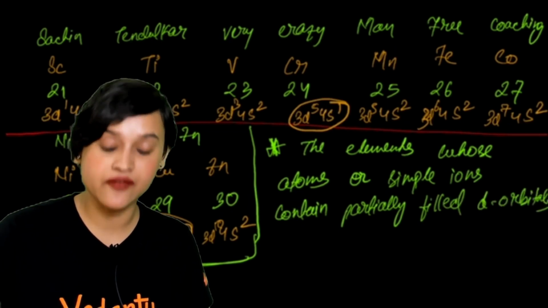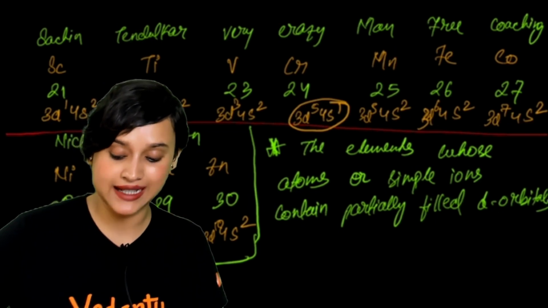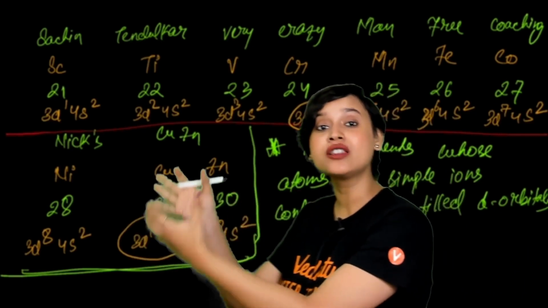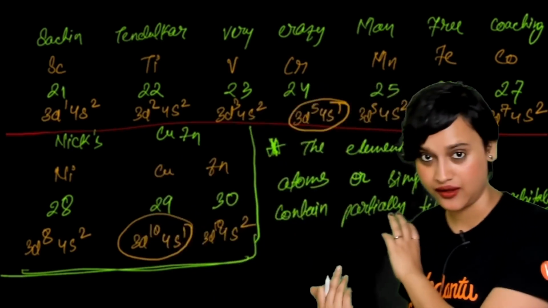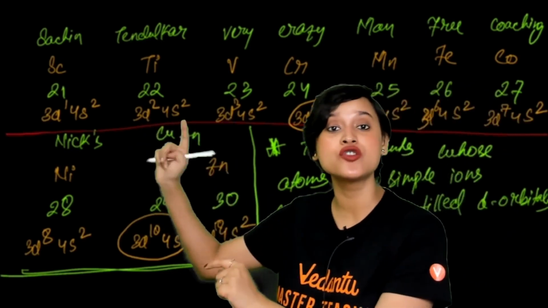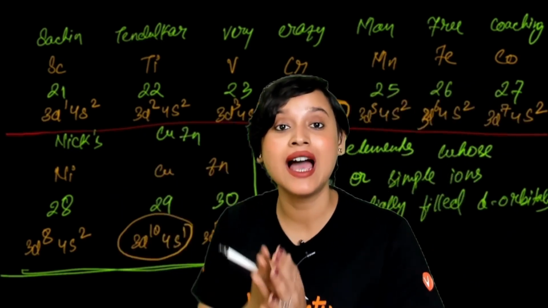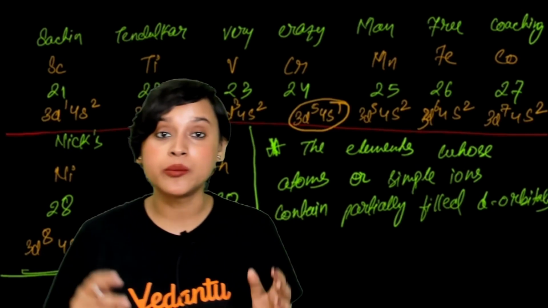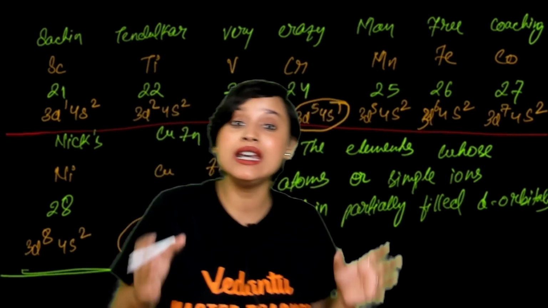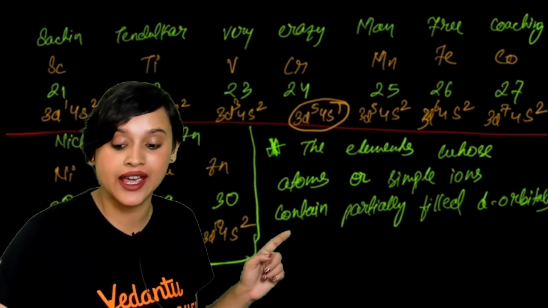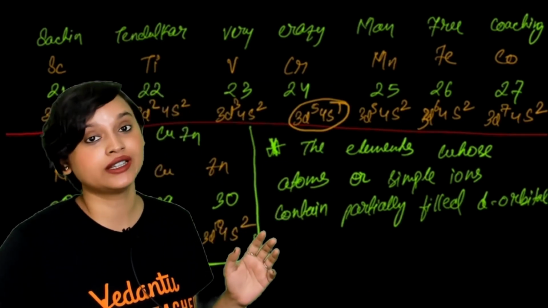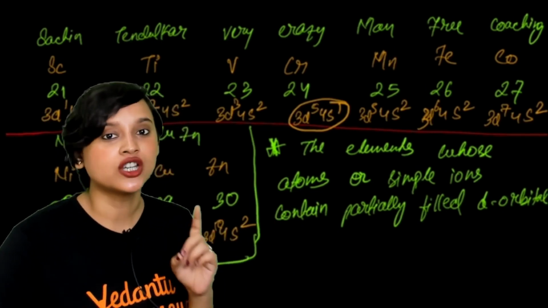Be very, very careful, everybody. What am I saying? I'm saying that the elements whose atoms or the simple ions, that means even if one or two electrons go away, they must have partially filled d orbitals, and only then we are going to call them transition elements.